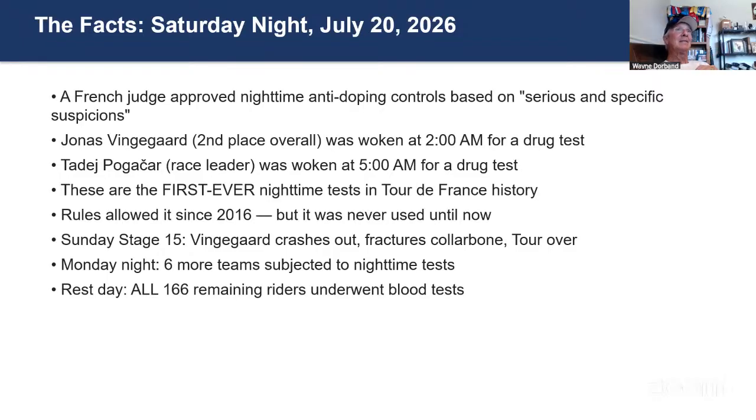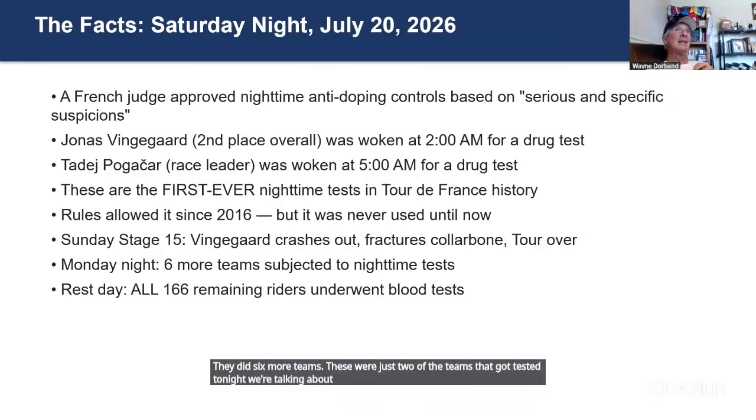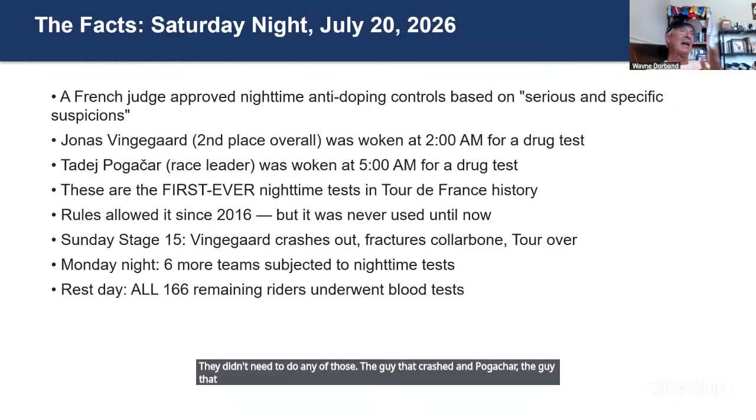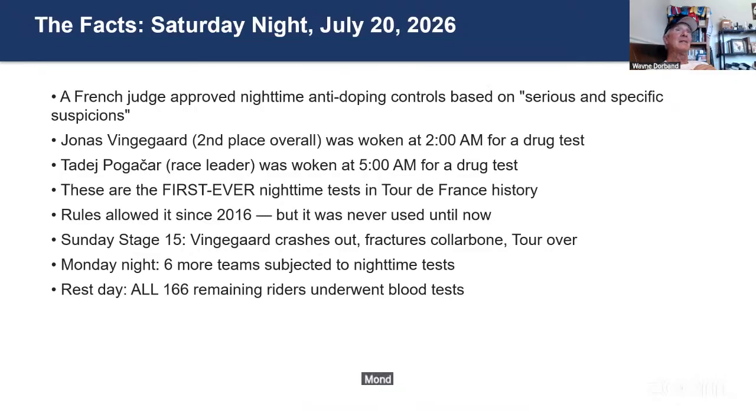The next day, Sunday, the guy that was tested at 2 a.m. crashed. That happens. Broke his collarbone, and the tour was over. Monday night, they didn't test everybody on that Sunday. They did 6 more teams. These were just 2 of the teams that got tested the night we're talking about. And yet, they didn't need to do any of those: the guy that crashed and Pogacar, the guy that was leading. And then the next day, Monday, which was a rest day, they tested all 166 of the riders in the race.